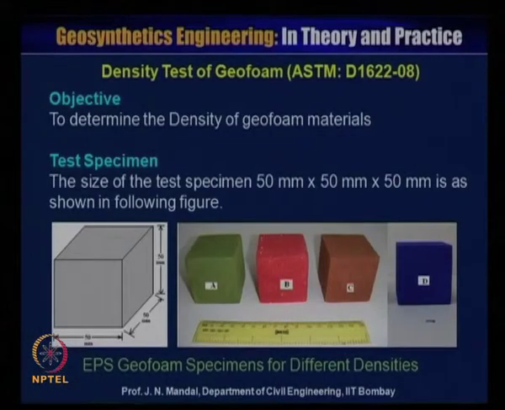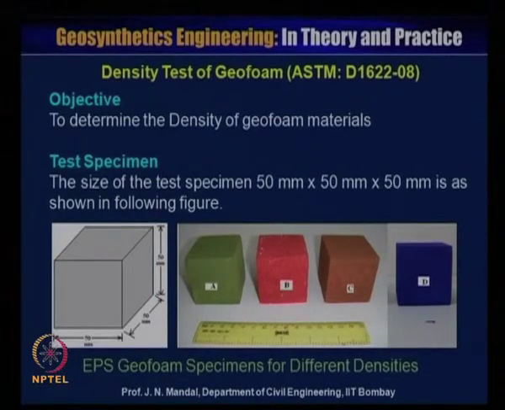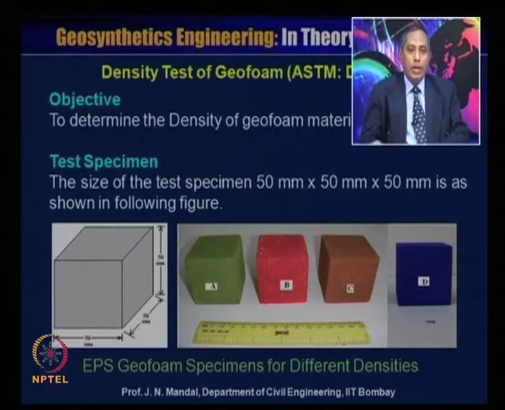So, we will see how to perform the density test of the geofoam as per ASTM D1622-08. The objective of this test is to determine the density of the geofoam material. Here is the test specimen. The size of the test specimen is generally 50 millimeter by 50 millimeter by 50 millimeter. This is as shown here, and there are different colors of geofoam, because the color indicates the density of the material.